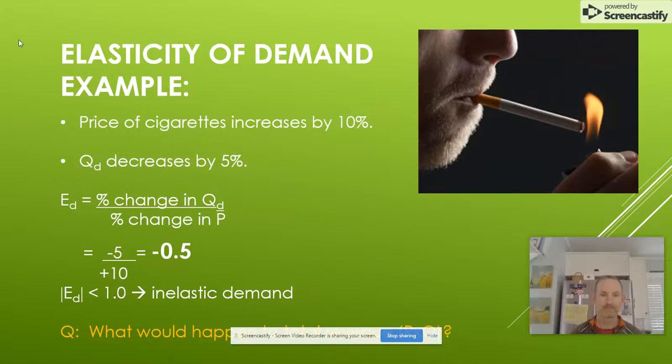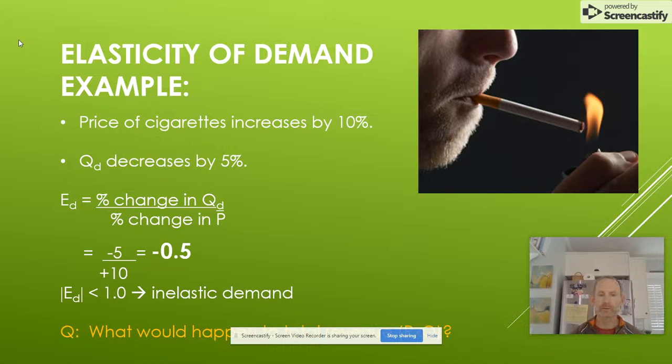So I told you to just look at the absolute value because elasticity of demand should always be negative. And that is due to the law of demand, because the law of demand tells us as price goes up, quantity demanded goes down, and vice versa. So these two numbers should always be moving in opposite directions. So economists just know that and expect it and don't even worry about it. You just look at the actual number. So 0.5 is a number less than 1.0. That tells us that cigarettes have inelastic demand.